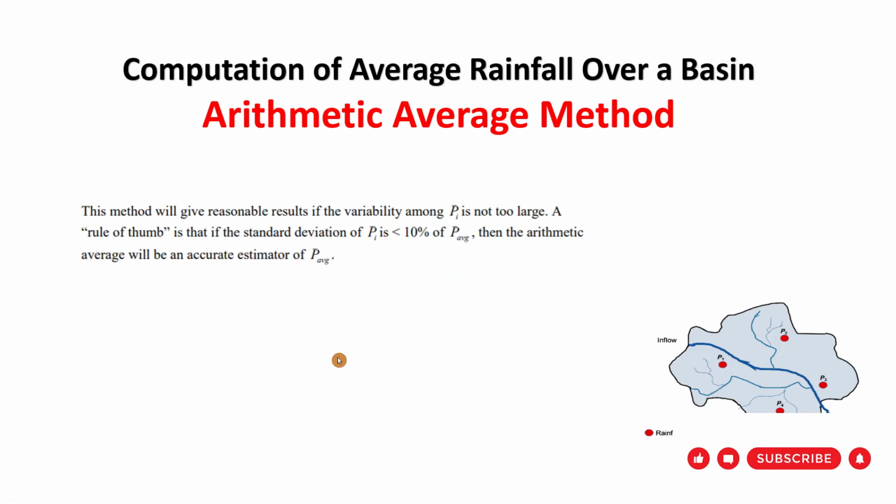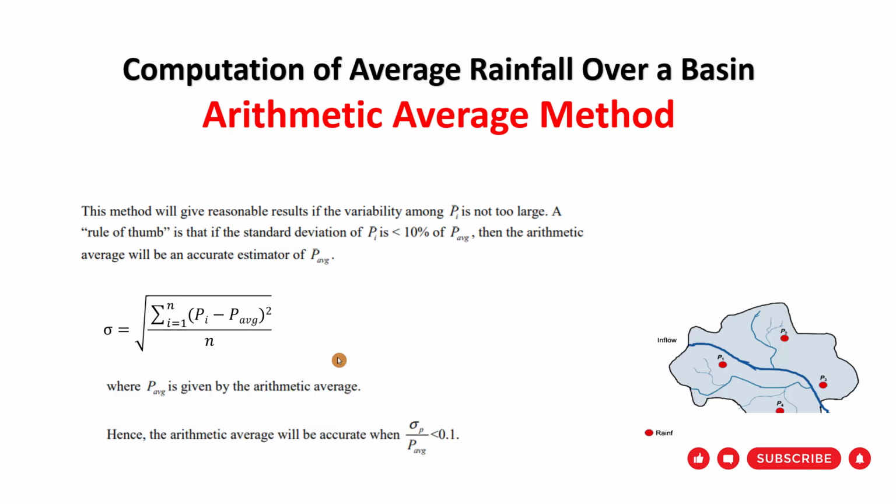This method will give a reasonable result if the variability among the precipitation values is not too large. A rule of thumb is that if the standard deviation of P sub i is less than 10% of P average, then the arithmetic average will be an accurate estimator. The standard deviation equals the square root of the summation from i equals 1 to n of (P sub i minus P average) squared, over n. P average is given by the arithmetic average. The arithmetic average will be inaccurate when the standard deviation of P over P average is not less than 0.1.